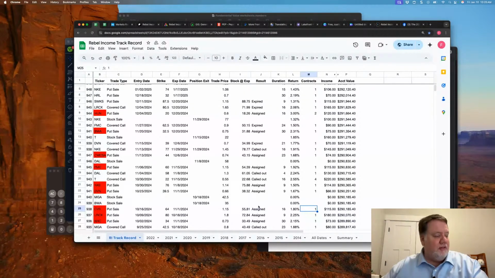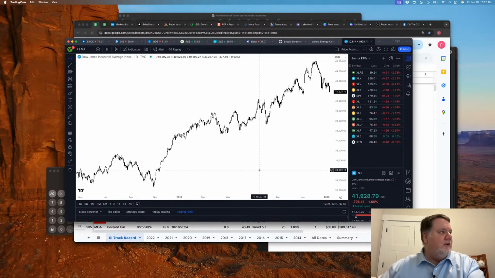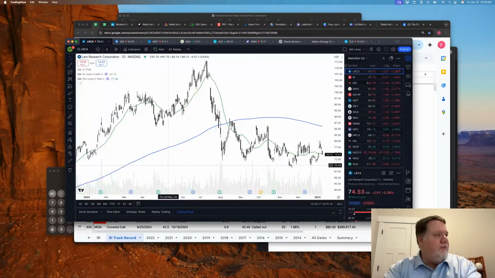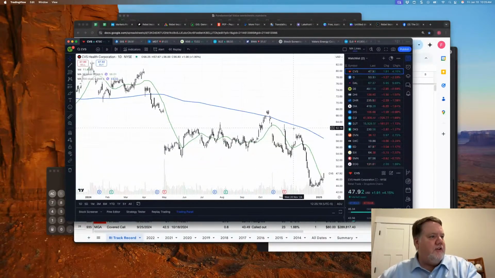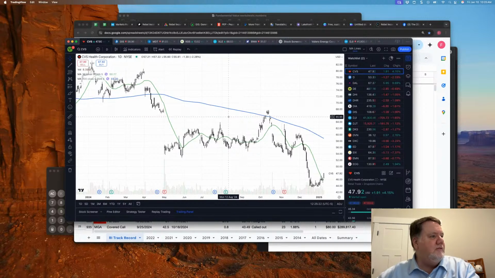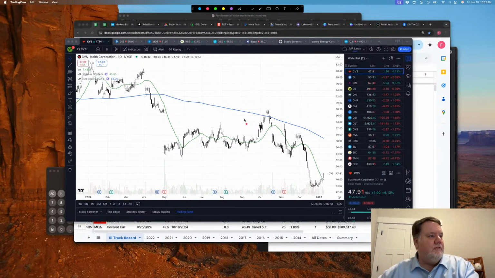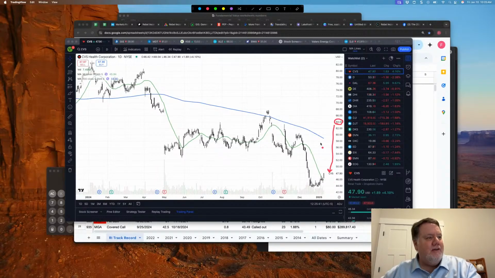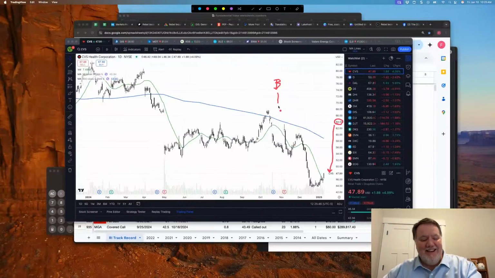It doesn't mean that the decline is any less severe. Here's CVS. I was assigned at 64. So, I'm in it right here. And here's the stock now with a pretty nice rally today going against the rest of the market, but it's still at around 48. Barry was assigned at 59. So Barry, you're doing better than me. Right? There's your tick mark.